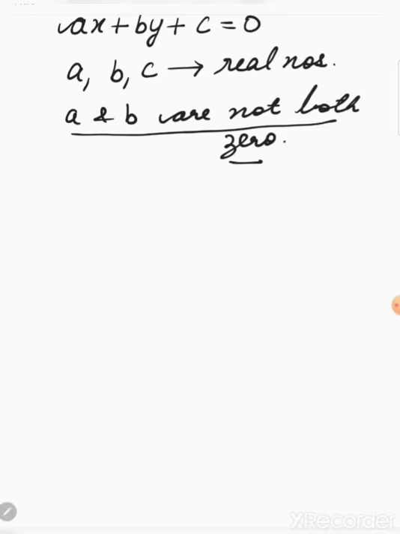An example of a linear equation in two variables is 12x plus 3y minus 10 is equal to 0. There are two variables in this, x and y, and the highest power of the variables is 1. Therefore, it is a linear equation in two variables.